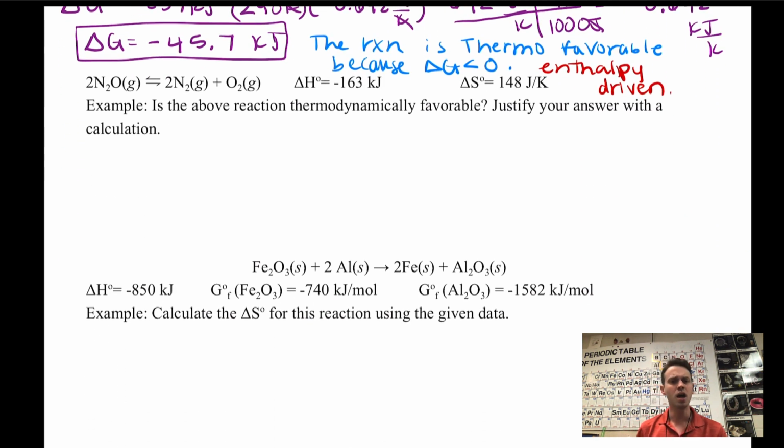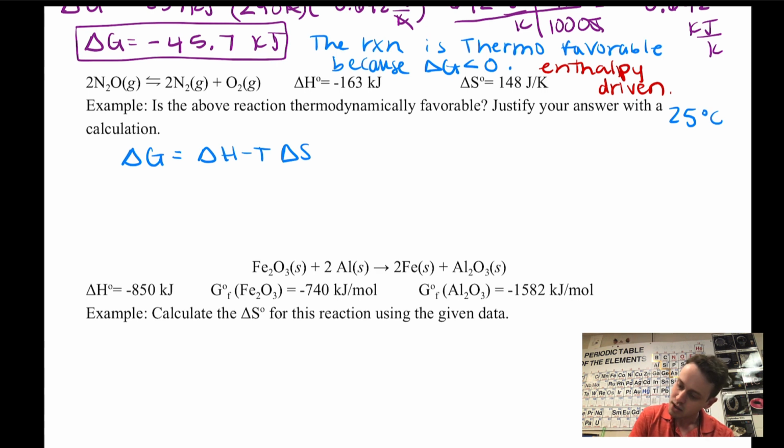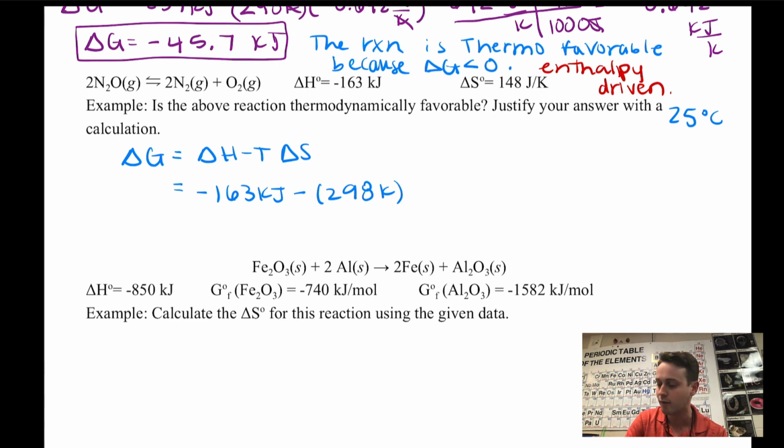Okay? So the next question, it says, is this thermodynamically favorable? We're really following the same process. Once again, I'm going to say it's 25 degrees Celsius. I don't know why I decided not to include that again. But let's go through the problem. So we have a delta H. Our delta H is negative 163 kilojoules. I said that our temperature is 25 degrees Celsius, which is 298 Kelvin.